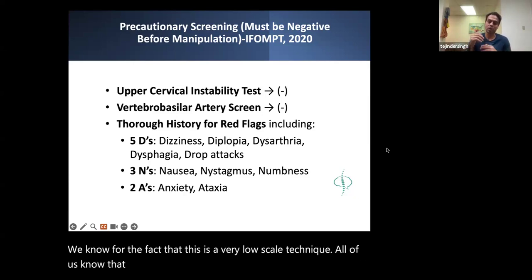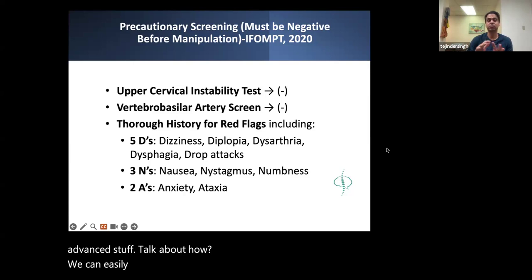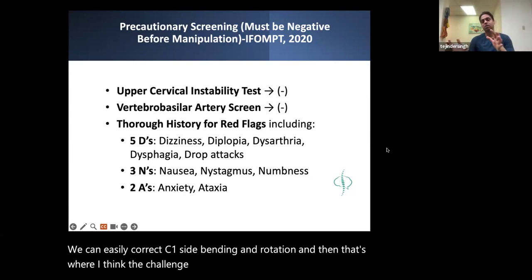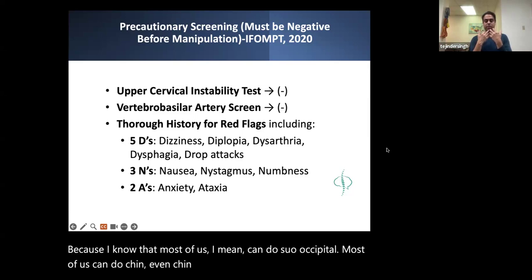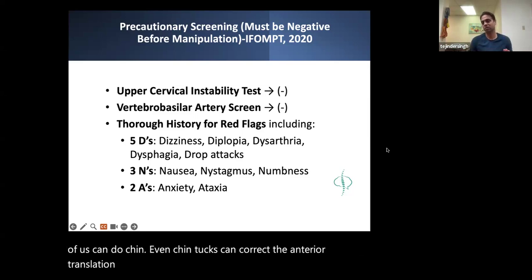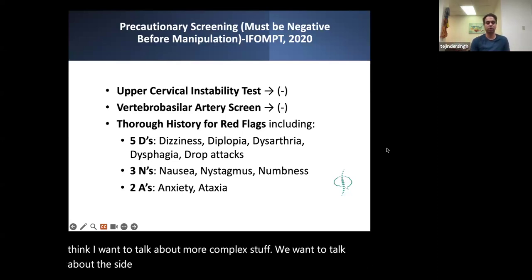I want to spend time talking about a little more advanced stuff, how we can easily correct C1 side bending and rotation. I think that's where the challenge comes, because I know that most of us can do suboccipital. Most of us can do chin tucks. Even chin tucks can correct the anterior translation, right? We know that. It's just simple stuff. But I want to talk about more complex stuff. We want to talk about the side bending and the rotation part, right?